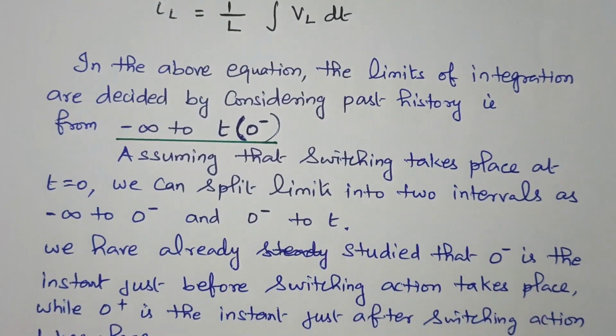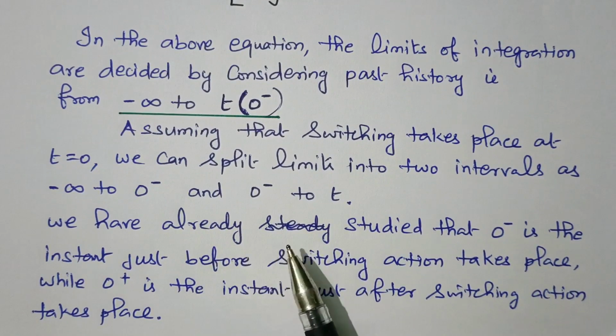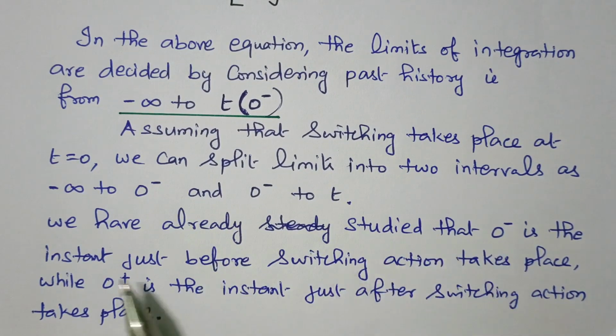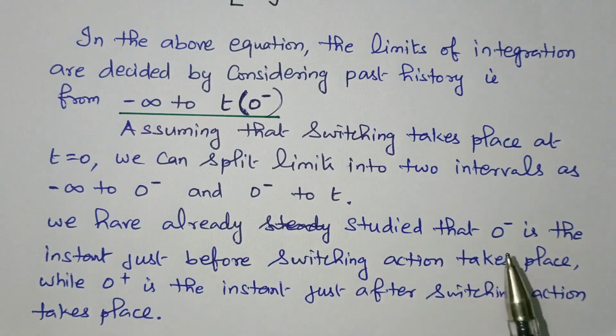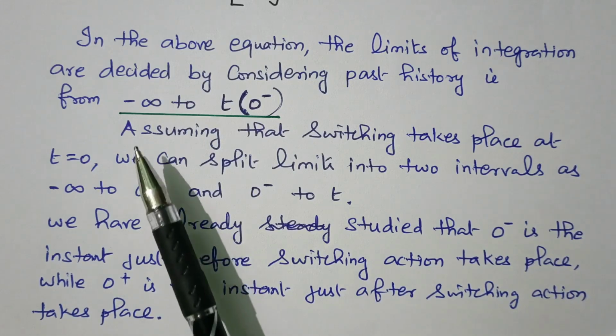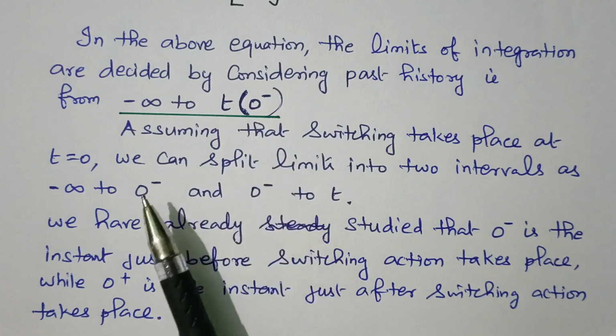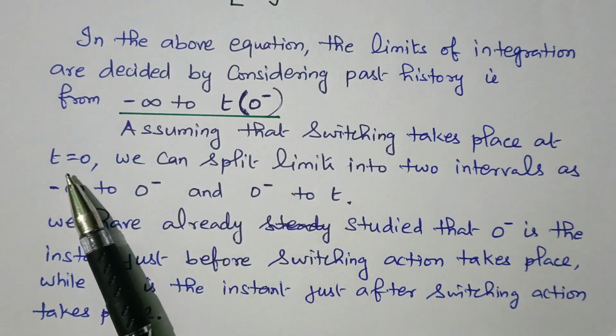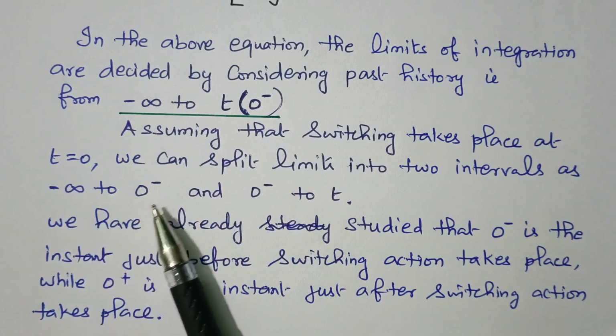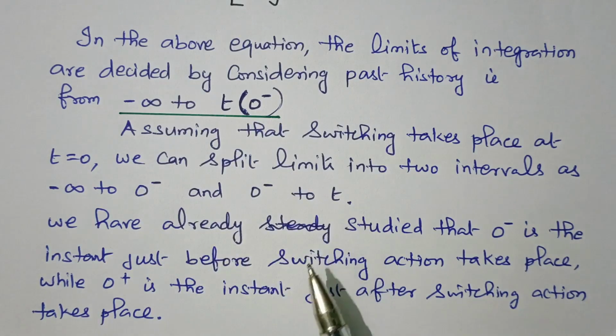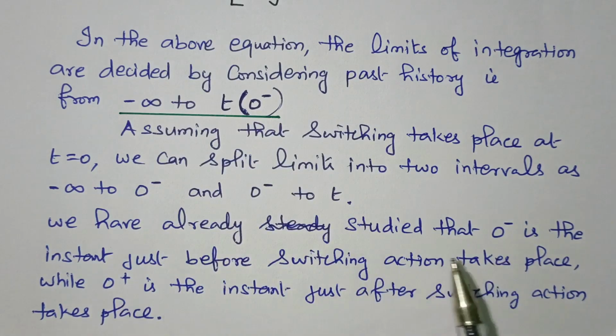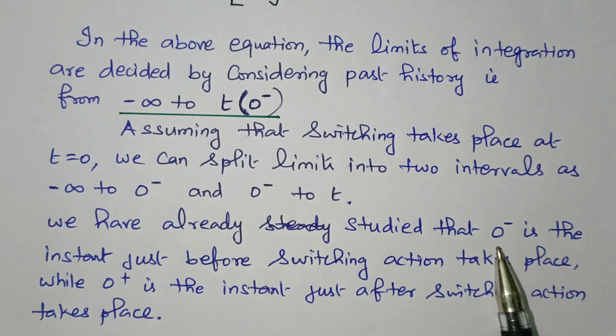Now we'll go further. We have already studied that 0 minus is the instant just before the switching action takes place. 0 plus is the instant just after the switching action takes place. So the limit is from minus infinity to t0 minus, because at t equals 0 switching takes place. So it is split into minus infinity to 0 minus, and 0 minus to t. What is 0 minus and 0 plus? 0 minus means before switching action. 0 plus means immediately after switching action.